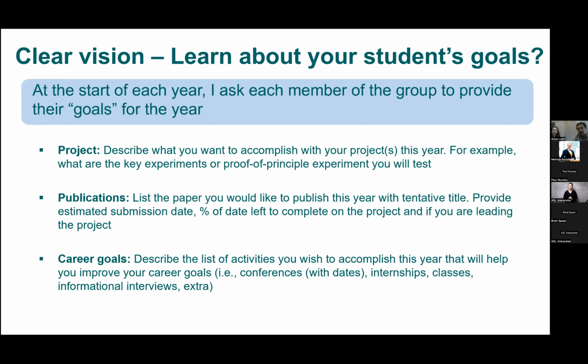As an example, if I ask them what their project goals are, I don't leave it open-ended. Try to provide a little bit of detail. For example, what is the key experiment or proof of principle that they need to test for that year? That way, you can go over this with them and use it as an opportunity to make sure that they understand the project well, and that their goals for the project align with your goals. This gives you another metric to sit down with the students so that you can engage with them and make sure that you understand where they're at, where you're at, and find a way to meet in the middle.